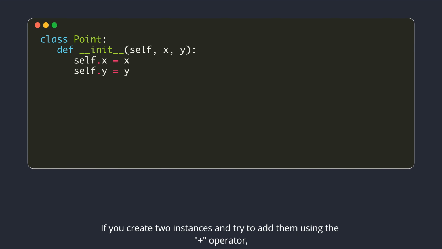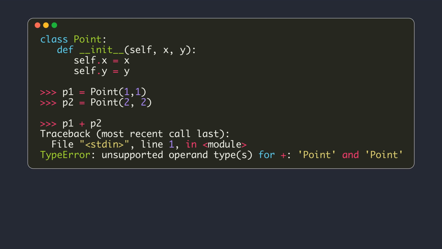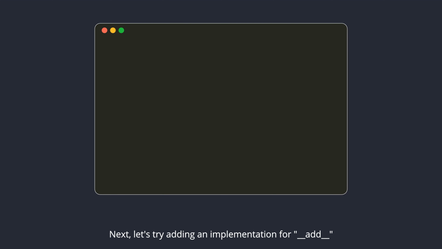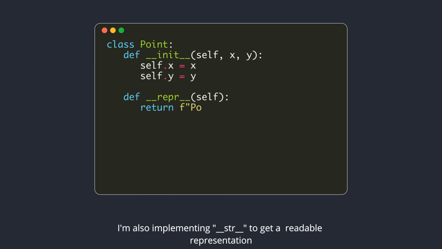If you create two instances and try to add them using the plus operator, you will get a type error saying unsupported operands. Next, let's try adding an implementation for dunder-add. I'm also implementing dunder-str to get a readable representation.